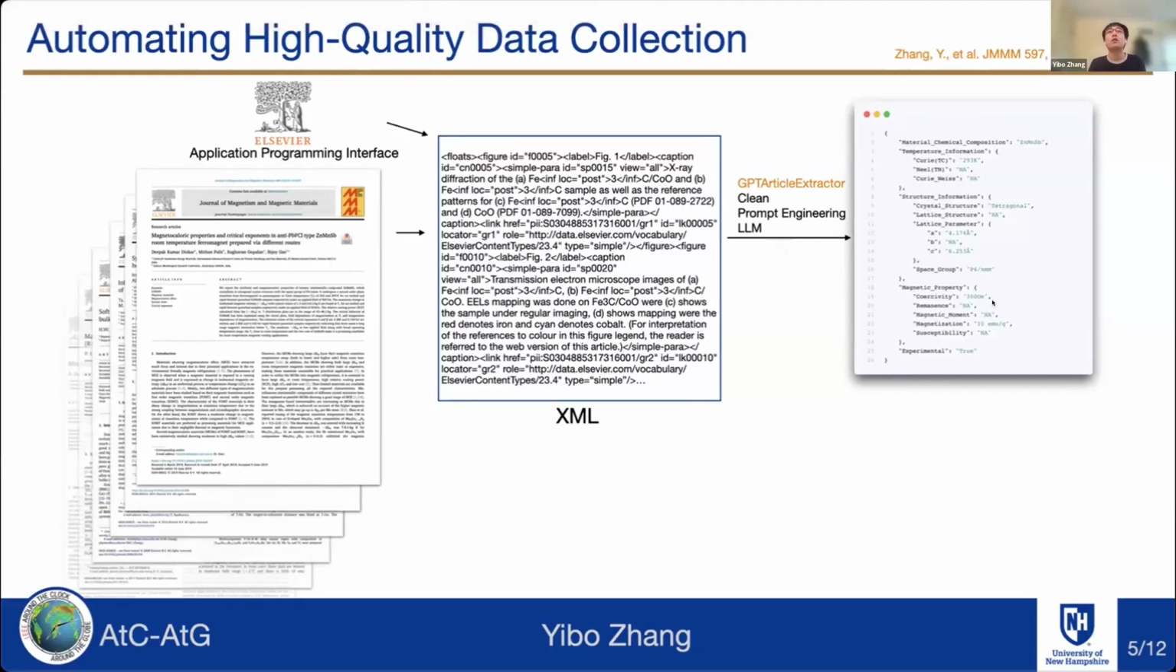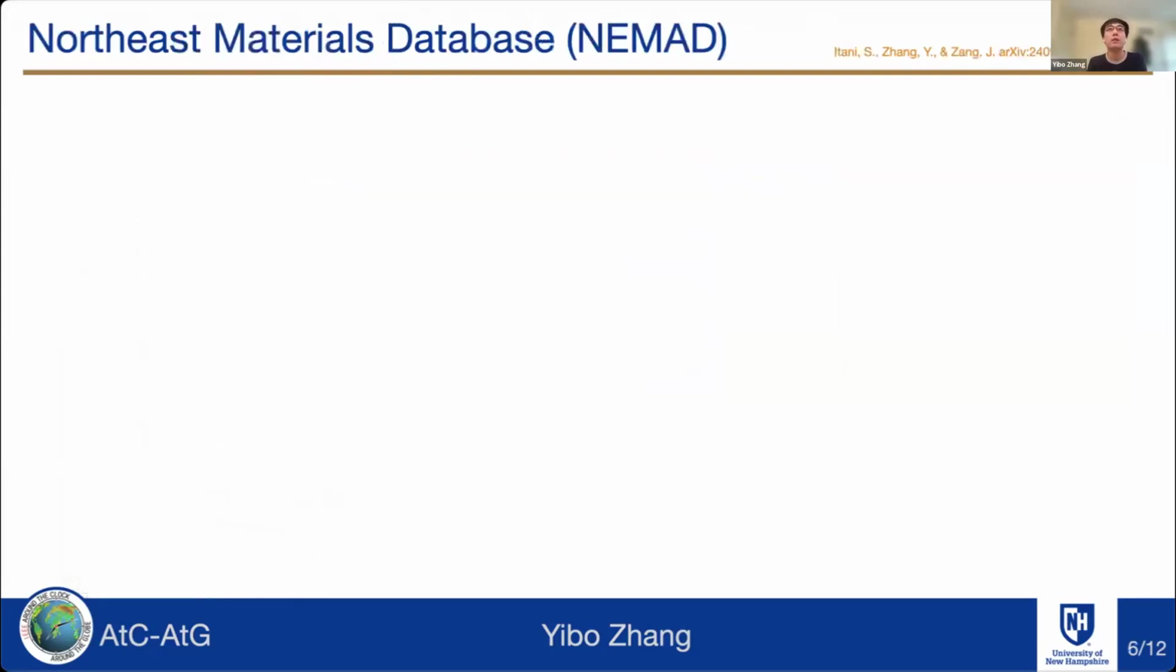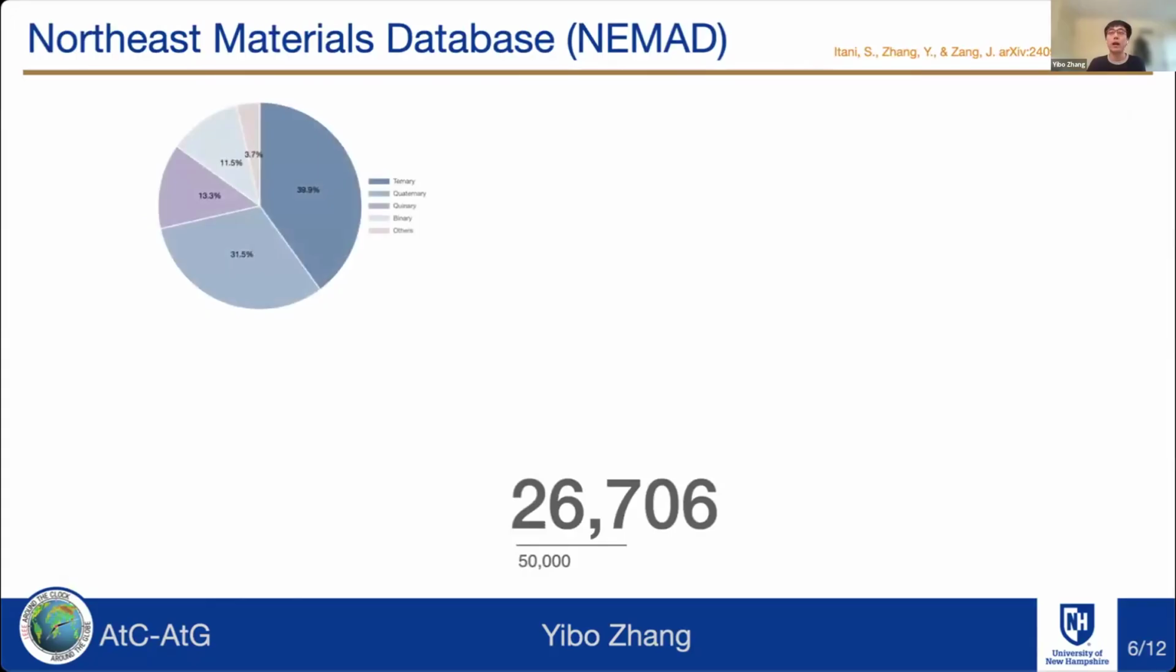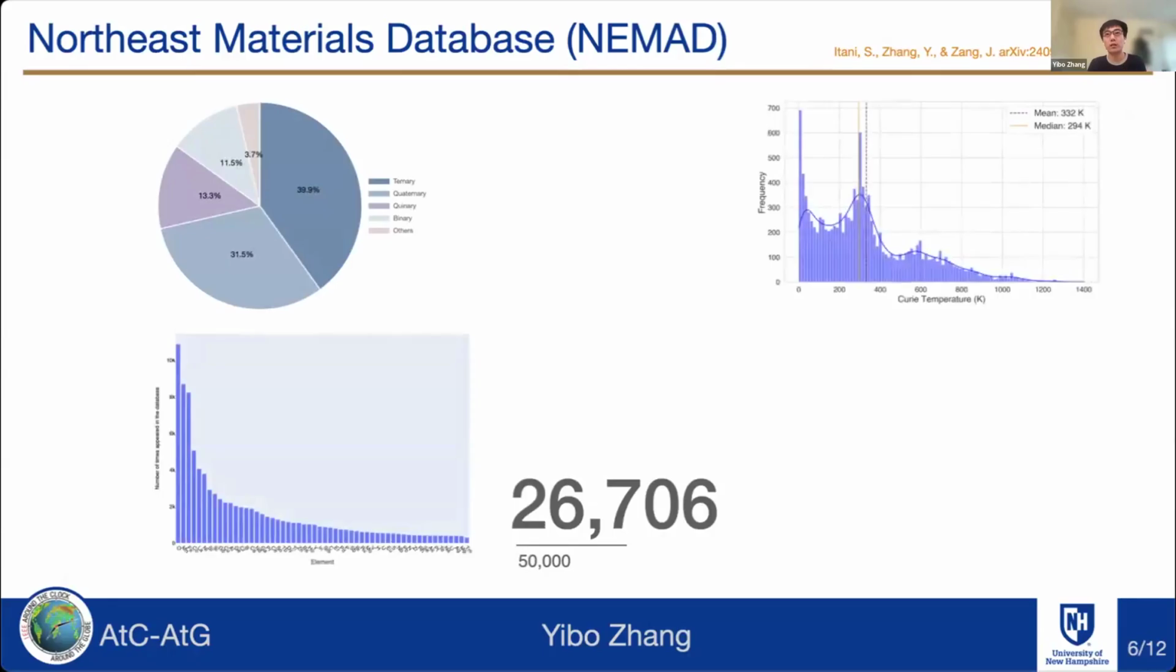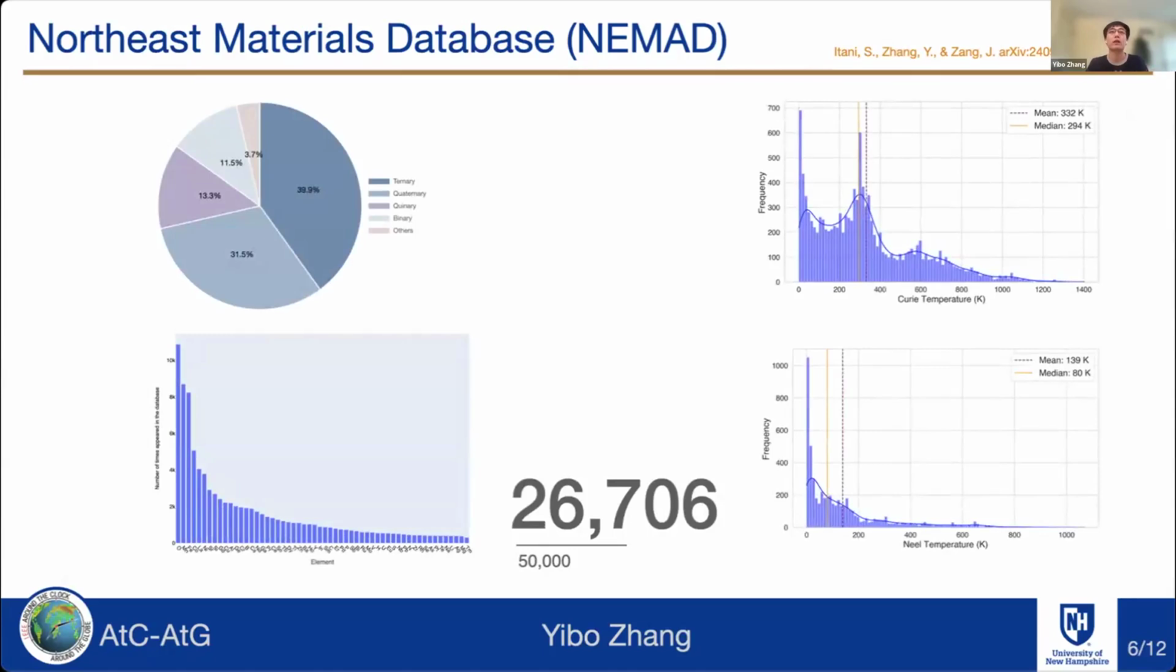It looks like this. And we scan the whole Elsevier collection. We get a lot of data like this. We name our dataset the Northeast Material Database, NEMAD. We have more than 26,000 data entries in our dataset, by reading through around 50,000 papers from Elsevier. And we have some overview of our dataset, like the category pie chart, the element distribution, the Neel temperature distribution, and the Curie temperature distribution.